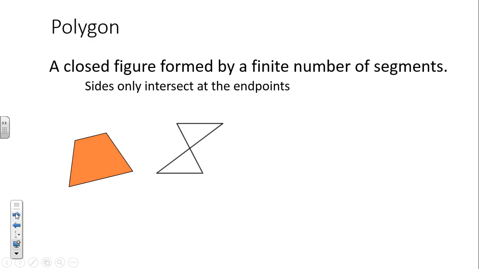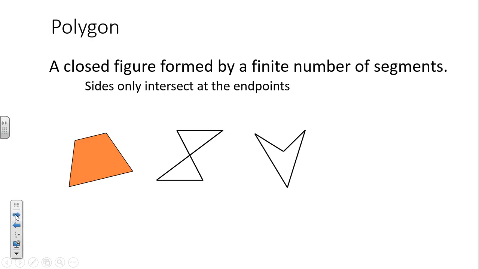Next one, is this a polygon? No, why not? They intersect somewhere other than the endpoints, okay? How about this one? Is this a polygon? Yes, what kind of polygon is it? It's a quadrilateral, and unlike this convex quadrilateral, it is concave, okay? So that's a concave quadrilateral. And then finally, is this a polygon? No. Exactly. It does not have a finite number of sides.